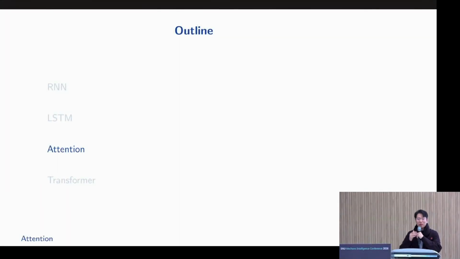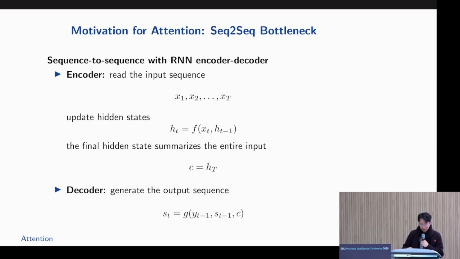Okay, so we have about 20 minutes, and let's talk briefly about the attention module. Let's think about what we discussed so far today. We talked about sequence-to-sequence modeling with RNN, LSTM, encoder, decoder. The encoder reads input sequences and updates the hidden states, and the final state summarizes the entire input, and from that you can decode another sequence if you like. And what does the decoder do?